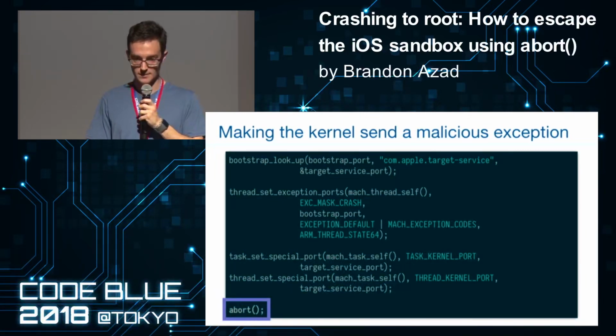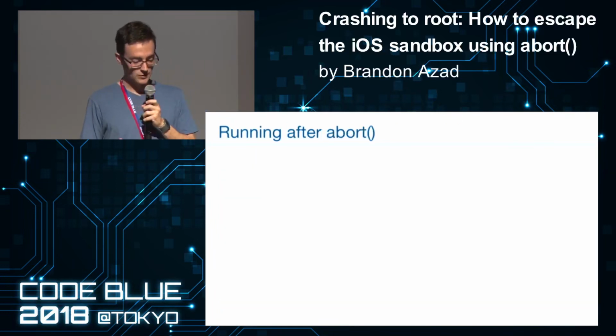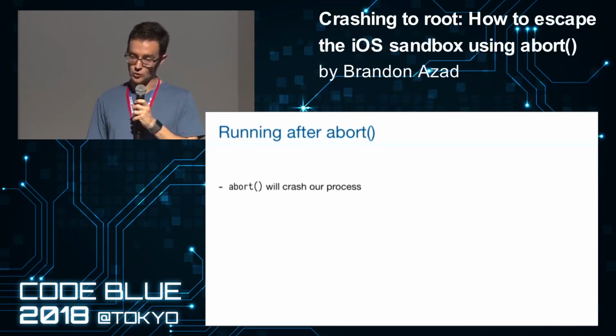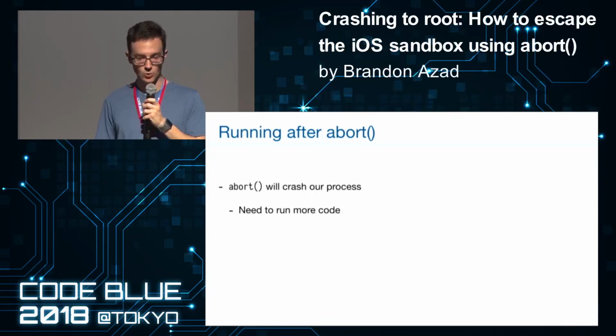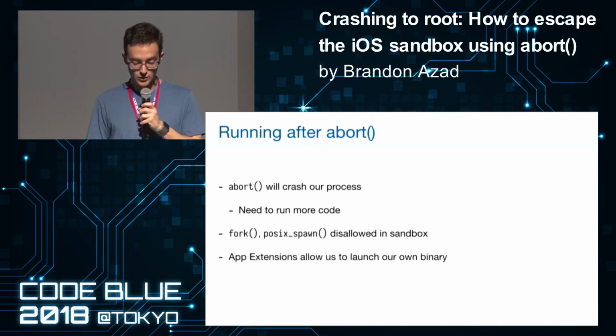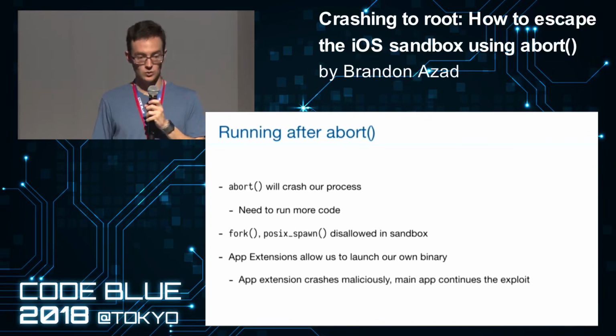Now, all this is great, but it does beg the question, how do we keep running exploit code after calling abort? Calling abort will crash our process, and we definitely need to run more code in order to take advantage of the dangling port that we just created in launchd. Unfortunately, we can't create a subprocess using fork or POSIX spawn because these functions are disallowed by the sandbox profile. However, for a proof of concept exploit, we can get around this restriction by using a feature called app extensions to spawn another binary that's also part of our application. The app extension will crash maliciously while the main application continues running the exploit.